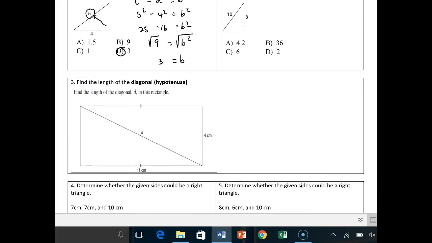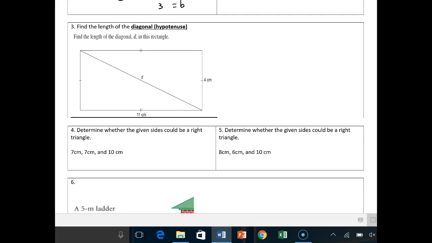All right. Number 3 says find the length of the diagonal, aka the hypotenuse, in this rectangle. If you take a look at this rectangle, you actually have 2 triangles, but they're asking you to find the length of the diagonal. So you have 11 down here, which means you have 11 up top, and you have 4 on each side. You just need one of these triangles. So I've got a triangle that has 4 and 11, and they want me to find the hypotenuse. Basically, you have 2 measurements, find the hypotenuse.